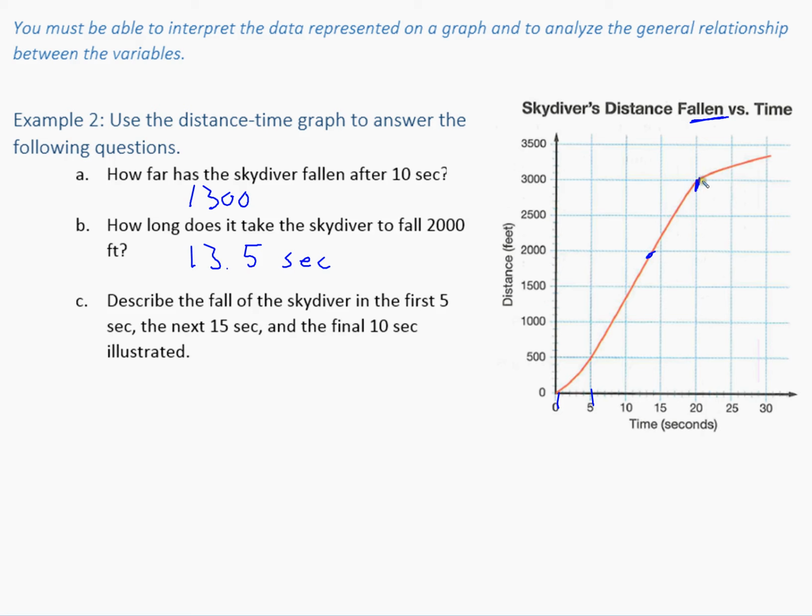Well, he doesn't want to die, so he pulls his parachute and he starts slowing down. He's not falling as quickly, and then maybe he was 3,300 feet in the air, so now he's hitting the ground and he's not going to travel anymore. So that is how we could interpret those different time sections. So here's his initial jumping out of the plane, starting to fall faster. He falls at the same speed for a while, pulls his chute, and does not fall as quickly.